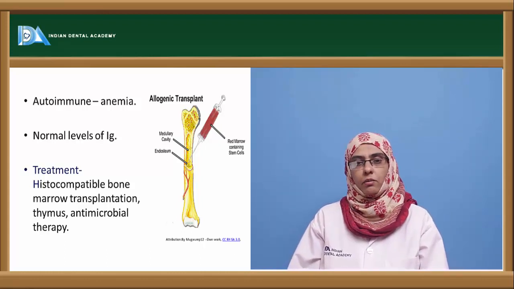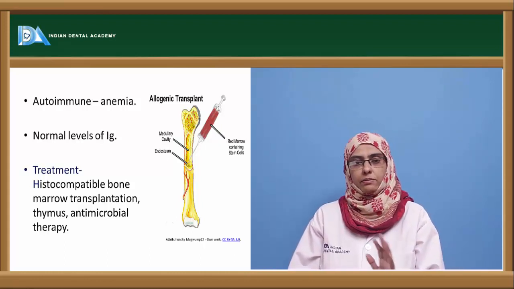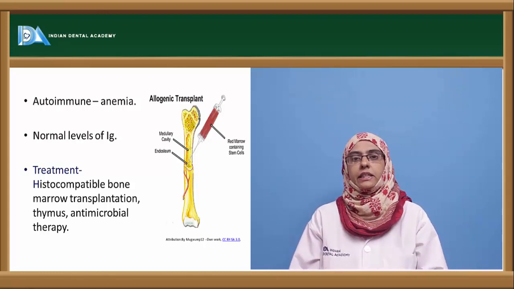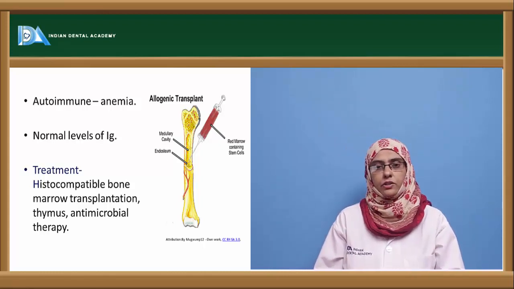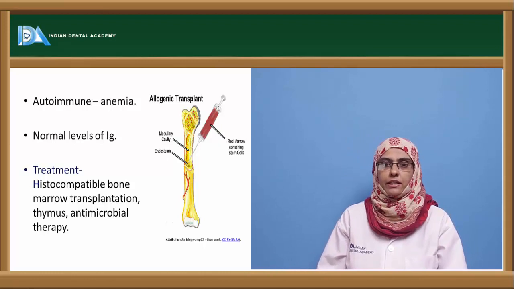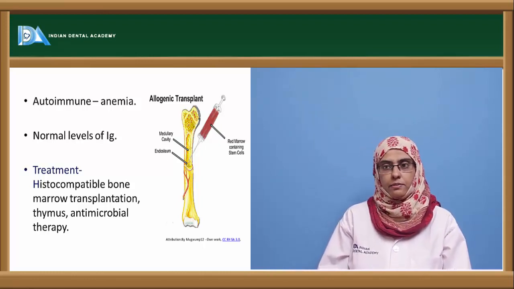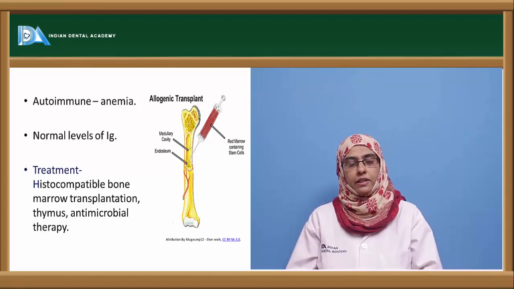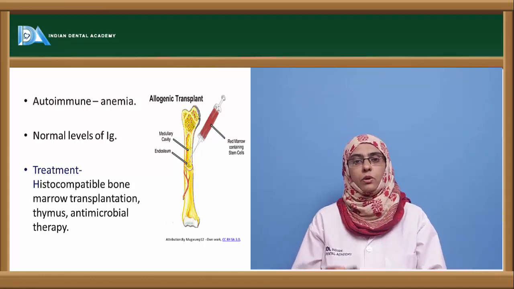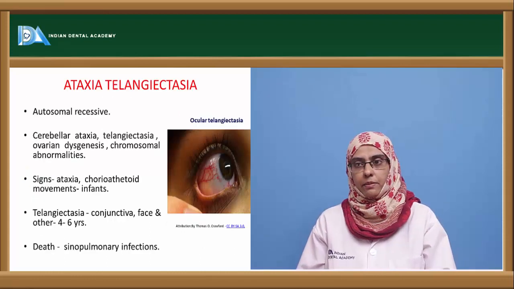And here you can see the normal level of IgG, because the plasma cells are normal in number, but there is a decrease in the CMI. The treatment is usually done with the help of transplantation, that is histocompatible bone marrow transplantation or thymus transplantation. And to treat the different infections caused by the organisms, you can go with antimicrobial therapy.